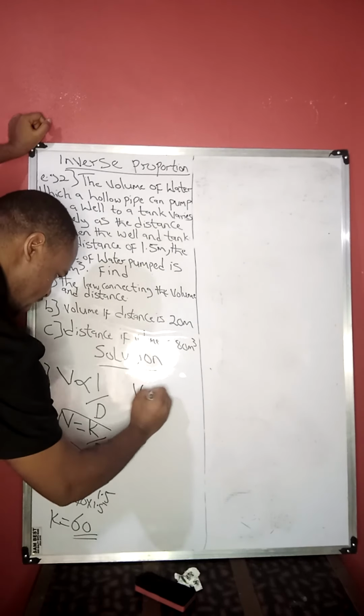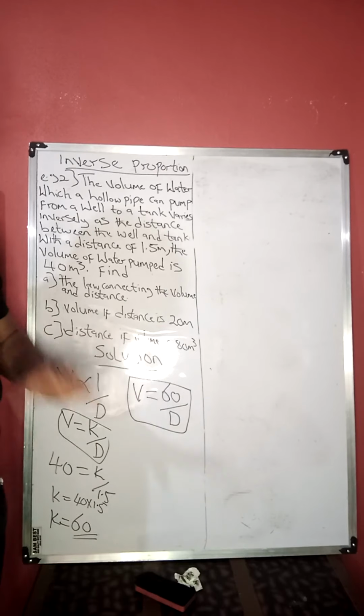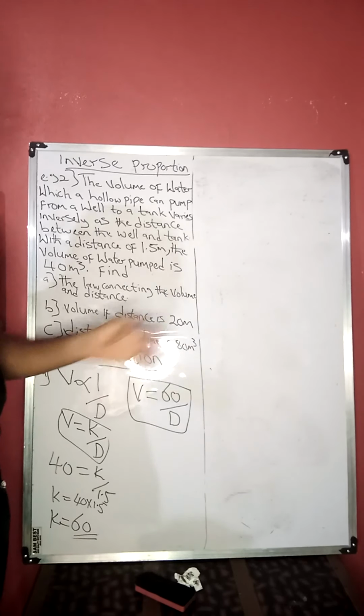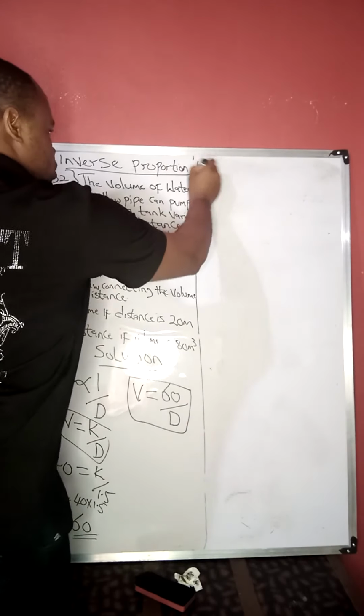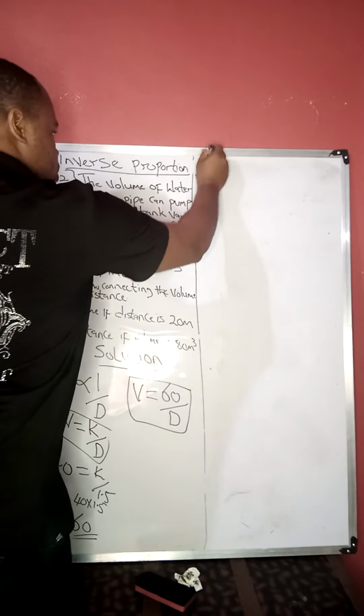You can see that in my relationship, I still left my variables, V and D. It's just the constant I put the value there, because this equation guides us in solving the other questions. Now the B part of the question. The B part says we should look for V if D is 20. Our D is giving us what? 20 meter. They say we should find V. V is unknown. We don't know what V is. But we have the equation. We know that my V is equal to 60 over D.